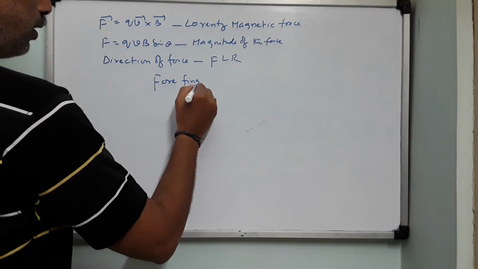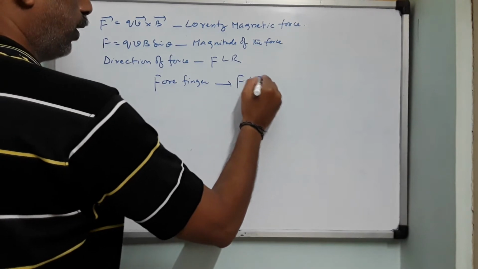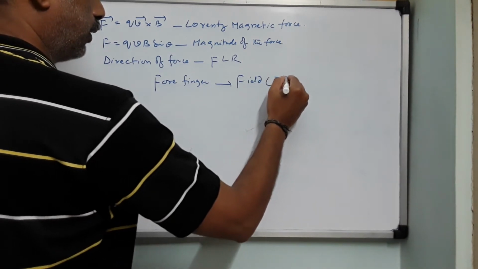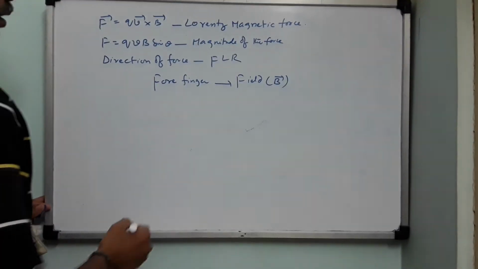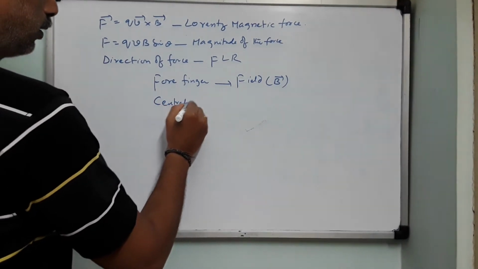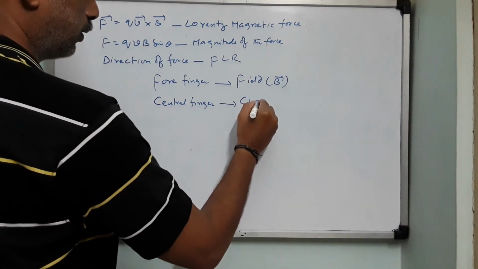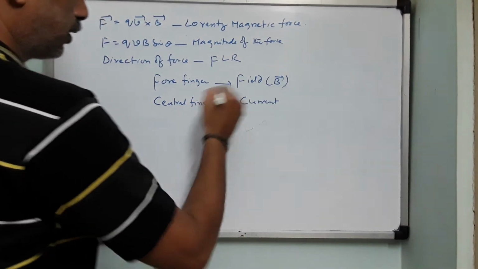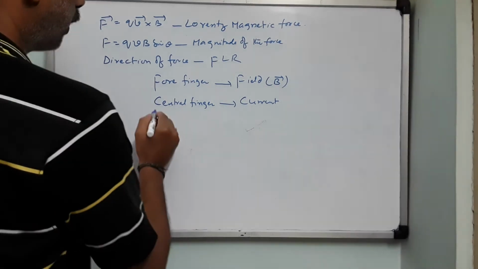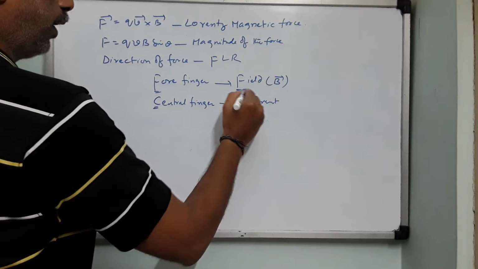Forefinger indicates field. Which field? Magnetic field. I am writing it in the bracket as B. Central finger indicates current. See the first letters of the words: central finger C, current C, forefinger F, field F.